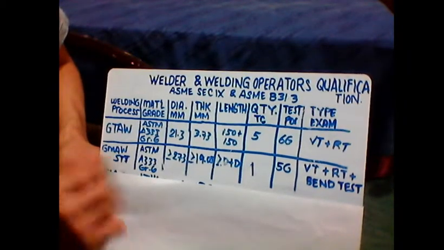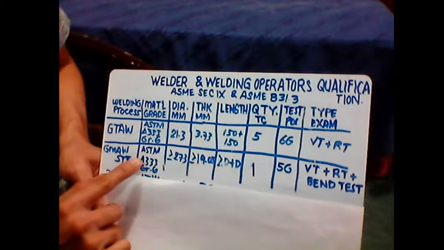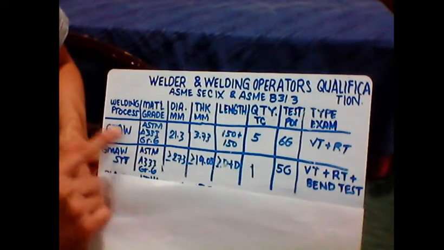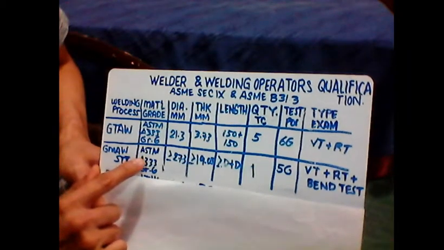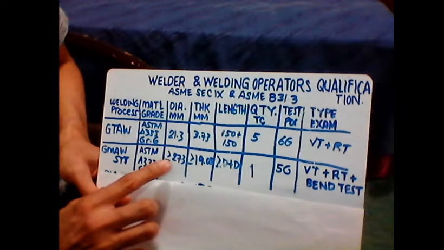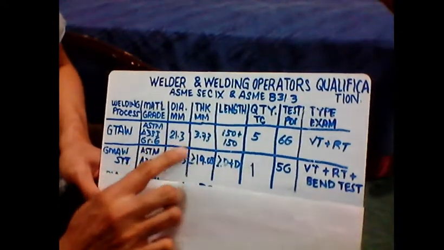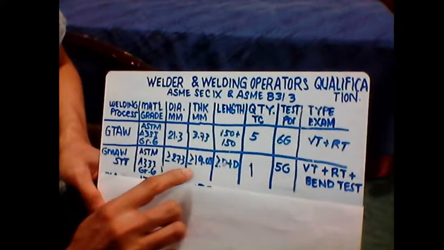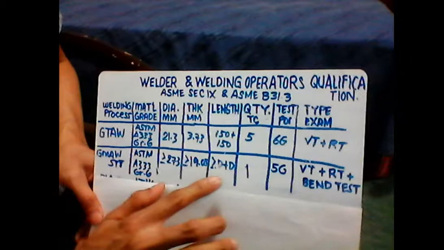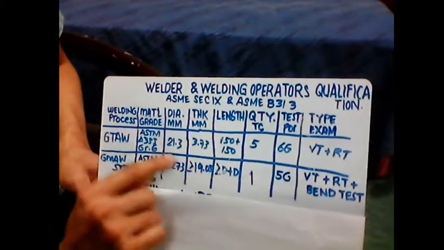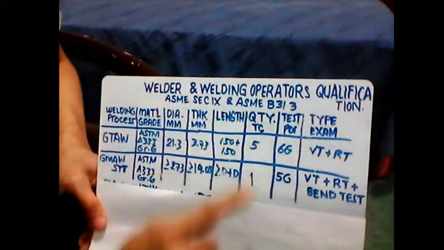Okay, another example here is the welding process gas metal arc welding STT. STT means surface tension transfer. Okay, and the material grade is the same as in the first example, which is A333 Grade 6 or low temperature carbon steel. Then the diameter in millimeter is greater than or equal to 273 millimeter, and the thickness in millimeter is greater than or equal to 19.05. Then the length should be greater than or equal to D plus D. Okay, if the D is 273, so 273 plus 273.